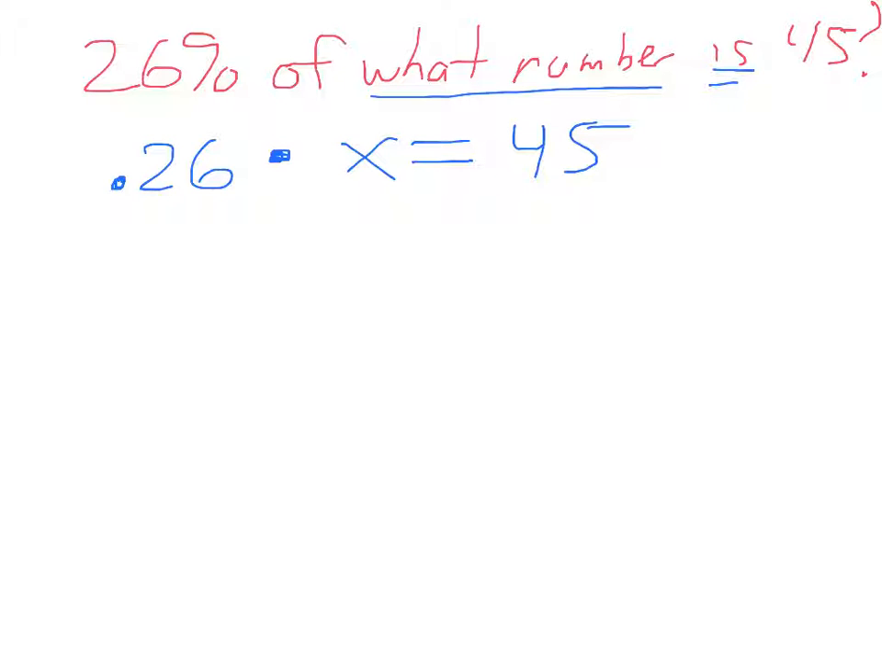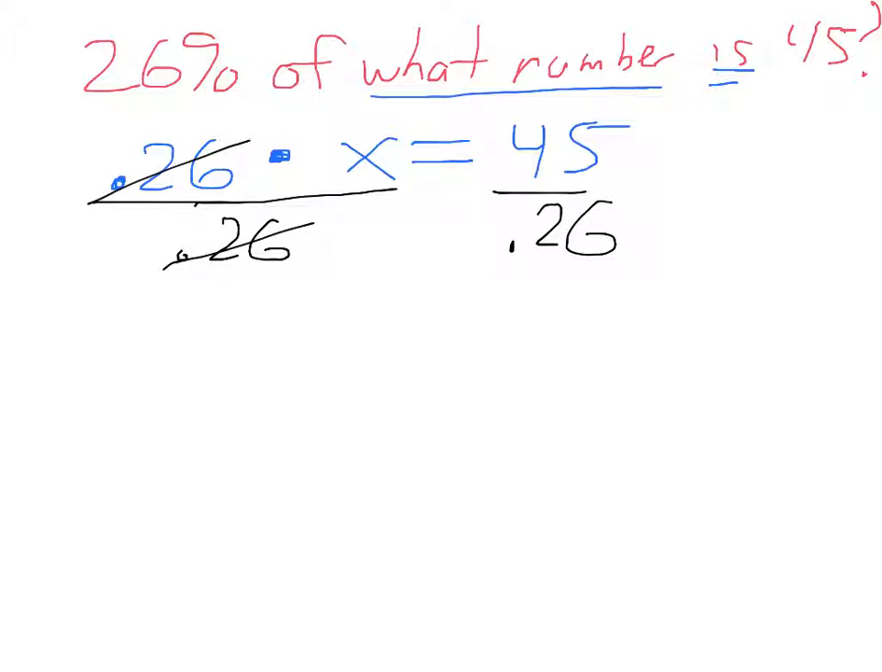I divide both sides by 0.26. That way on this side the 0.26's cancel out, right? And I'm left with x. Now I'm going to do 45 divided by 0.26, and I'm going to keep it to the nearest tenth just in case.